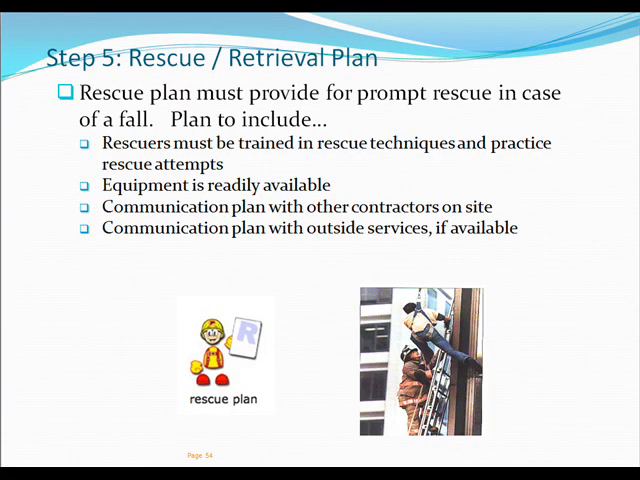Step 5. Rescue Retrieval Plan. The rescue plan must provide prompt rescue in case of a fall. Plan to include: rescuers must be trained in rescue techniques and practice rescue attempts. Equipment is readily available. Communication plan with the contractors on site. Communication plan with outside services if available.